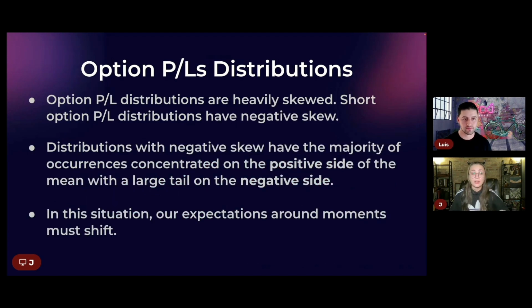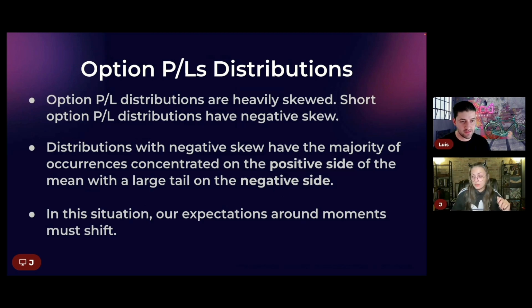Cool. So let's get messy. Option P&L distribution. Option P&L distributions are heavily skewed, and we're going to look at an example of that in a minute. Short option P&L distributions have negative skew. And distributions with negative skew have the majority of occurrences on the positive side of the mean, with a really large tail on the negative side of the mean, right? And when you have these heavily skewed distributions, our expectations around moments and around these historical statistics that we use for stocks have to change. And we'll talk about why in a minute. But does that make sense so far?